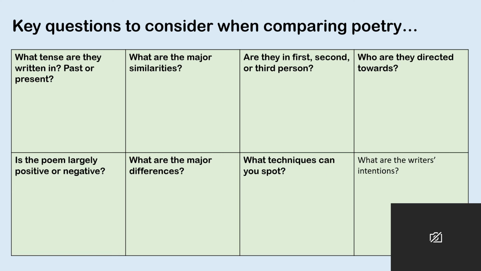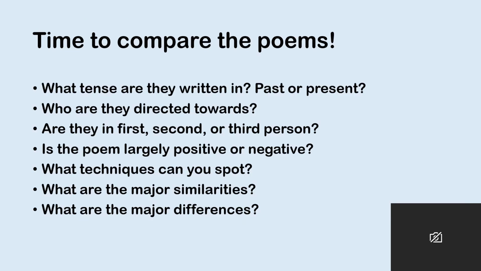What tense are they written in, past or present? Can you think of the major similarities or differences? What's the narrative style? Is it first, second, or third person? Who were they directed towards? Is the poem largely positive or negative? That's a good one if you're struggling to get to the grade 5. Think about positive and negative words, positive and negative tone. What techniques can you spot, and what are the writer's intentions? That bottom right one's really important. Why did the writer bother to write this? And that's just another list that summarises what you've just seen.